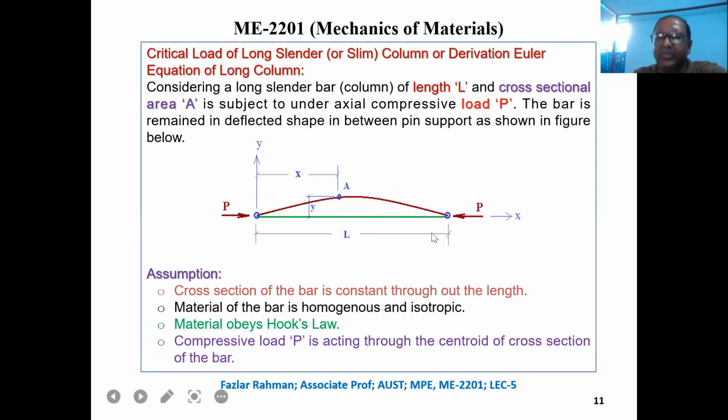we are considering a long column, a long and slim column. Now, how do you say a column is slim or long? It depends on some criteria. Number one, it depends on its physical length, it depends on its cross section, and it also depends on its end condition. So we'll figure out later how you can identify that a column is long and another column is short. How can you figure out?